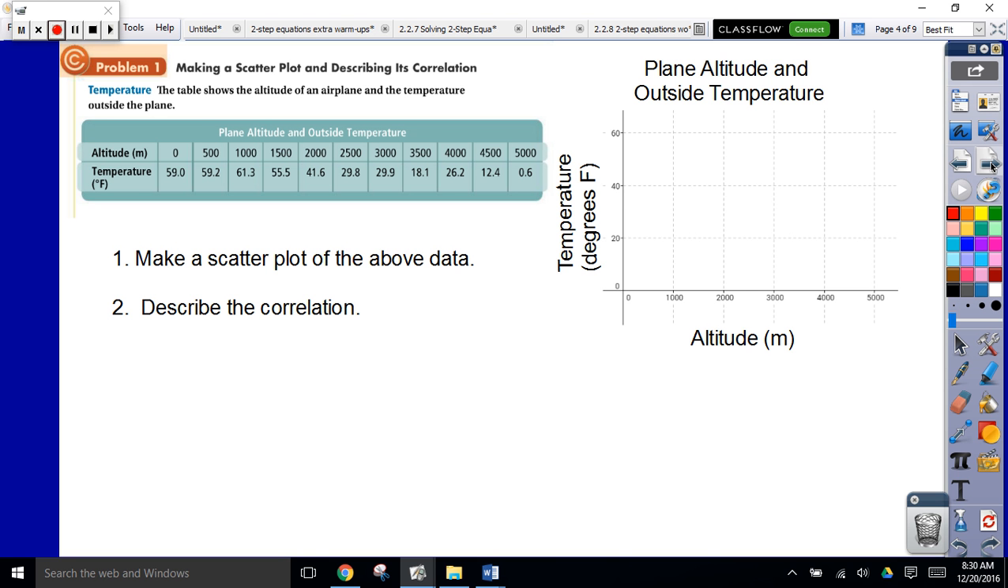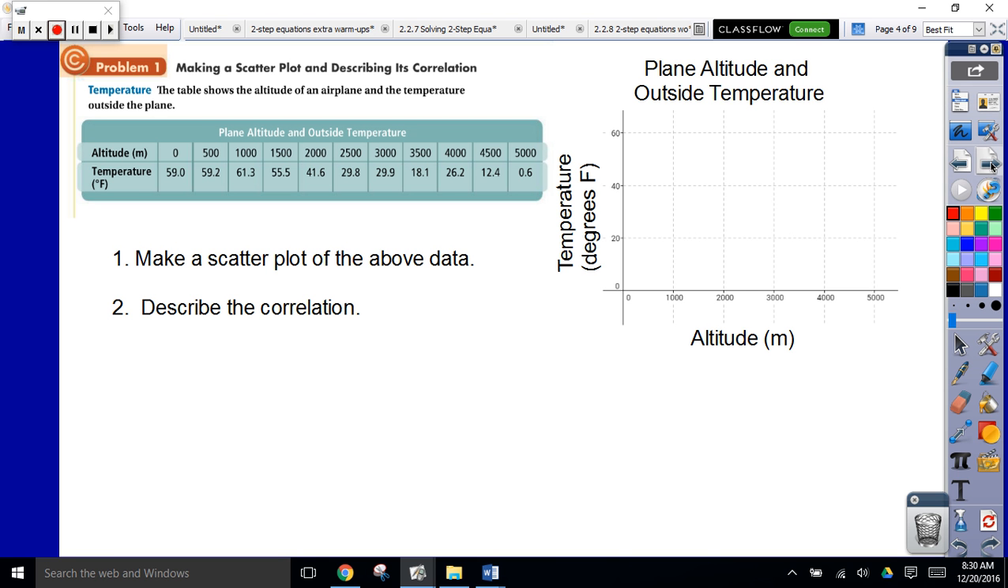Okay, let's look at an example of this. The example is with temperature. The table shows the altitude of an airplane and the temperature outside the plane. What does altitude mean? Yeah, how high it is in the sky. Okay, so altitude is our independent variable. So that's in the first column, or the first row of our table. And then the temperature is the dependent variable. We want to know if there's any correlation between the two.